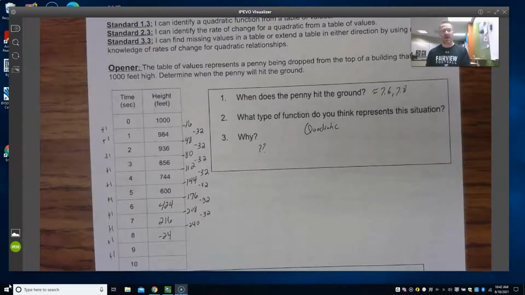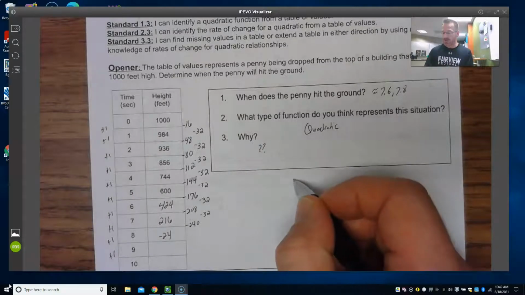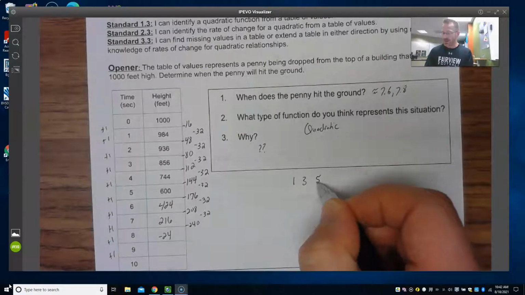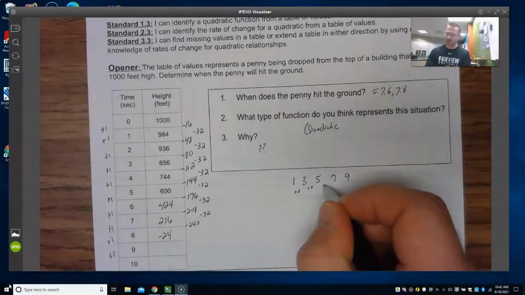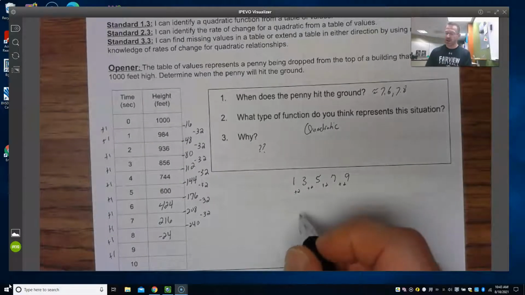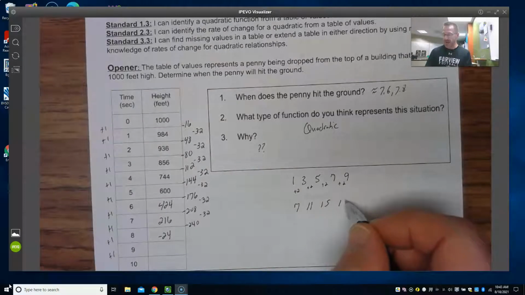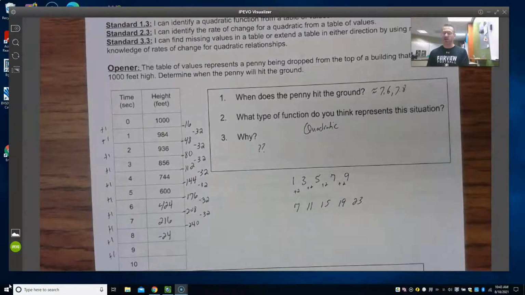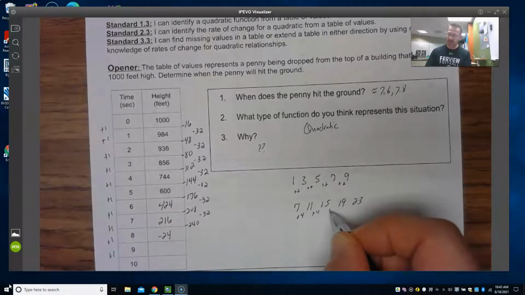So what do I mean by that, right? So notice, if I go 1, 3, 5, 7, 9. So this is definitely not constant. But notice it's going up by 2 every time. So notice it's changing by the same amount, right? So maybe I go 7, 11, 15, 19, 23, right? So definitely not constant because it's changing, but then notice it's changing by the same amount.